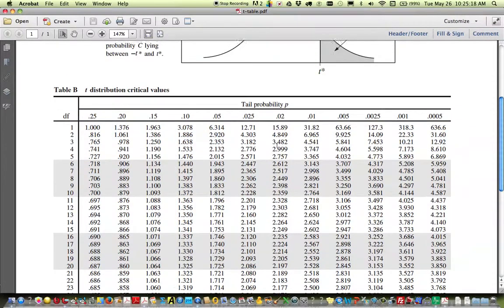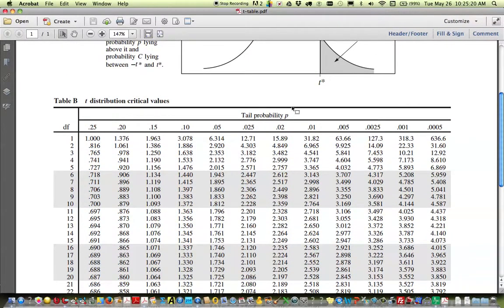One of the things that you can do also is, we're looking for this upper tail probability, which is going to be basically half of what's left over. If we're doing a 90% confidence, then this is going to be 5%. If we're doing 95% confidence, this is 2.5%.